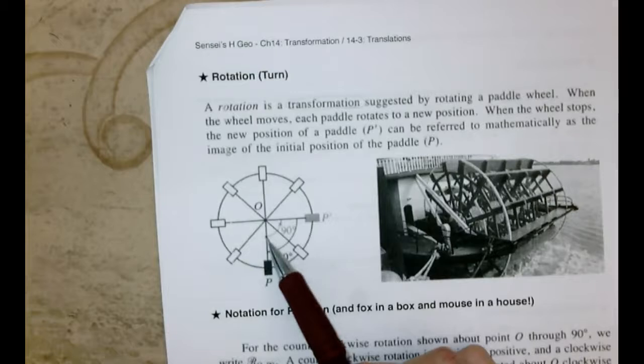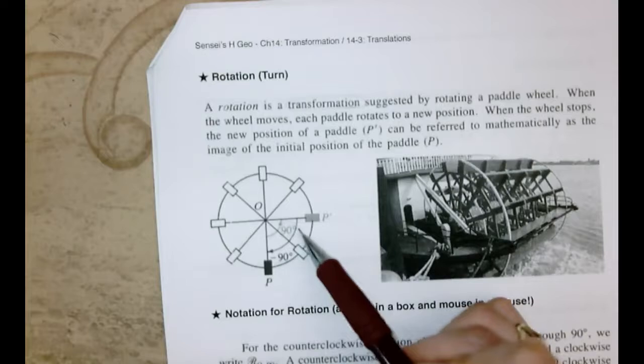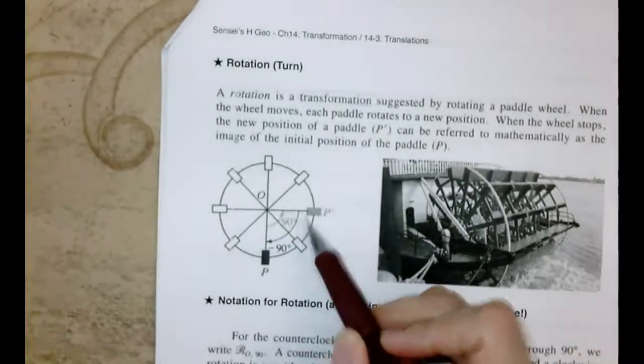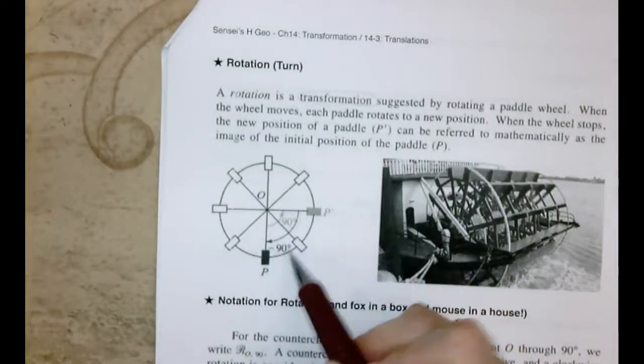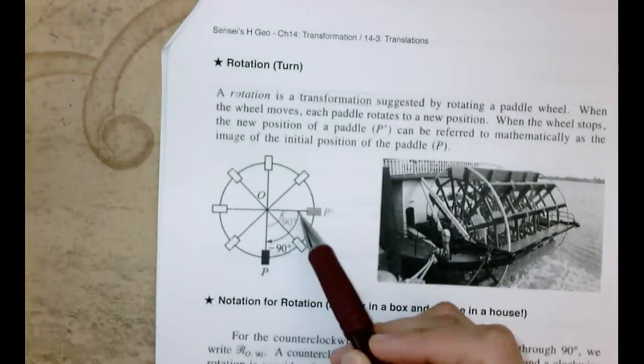So this would be a counterclockwise rotation, which is positive. In mathematics, counterclockwise rotation is the positive direction, and clockwise rotation is the negative direction. So this would be the positive 90 rotation, and this is the negative 90 rotation.